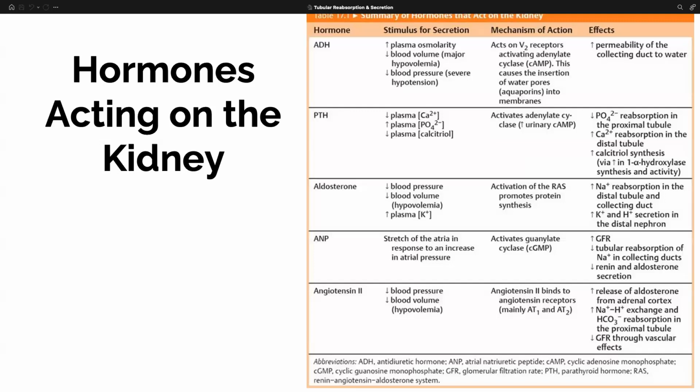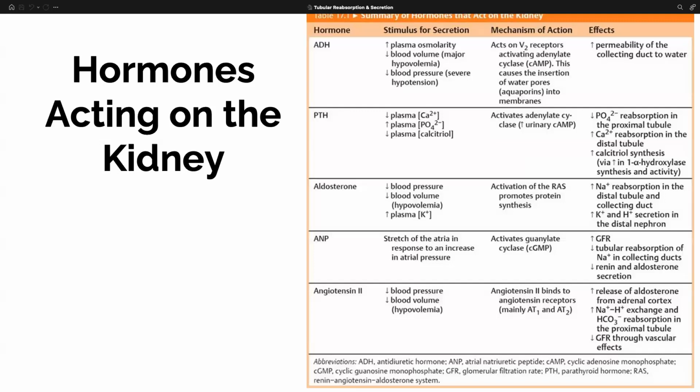PTH, as Mustaq mentioned, also acts on the proximal convoluted tubule for phosphate reabsorption. So essentially what it does is it increases the reabsorption of calcium and decreases the reabsorption of phosphate. So that's very important. It ties in with endo as well.